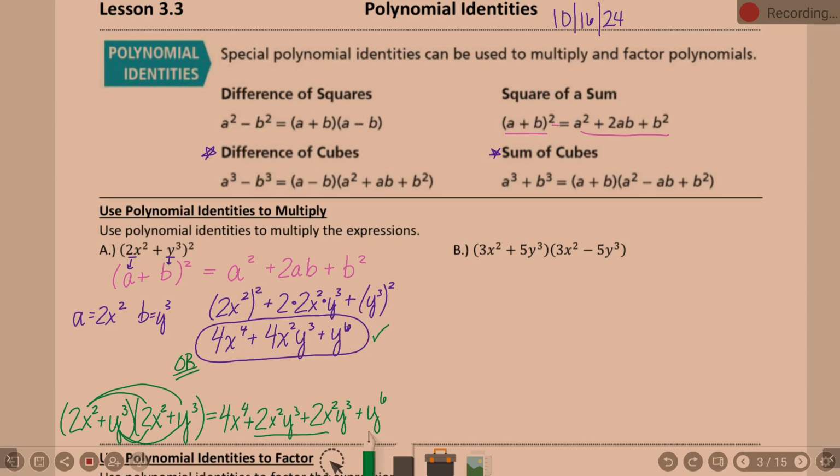Okay? And I just didn't leave myself a really good spot. I guess I'll do it like this. 4x to the 4th plus 4x squared y to the 3rd plus y to the 6th. Okay? The point is it works either way. Am I going to be offended if you go back and FOIL? No. Okay?